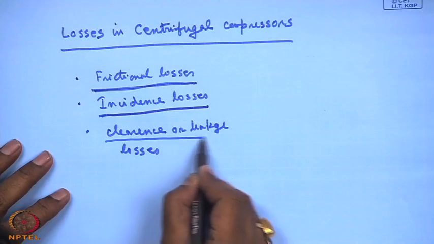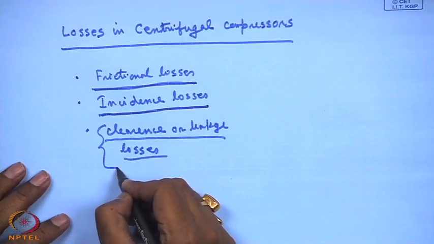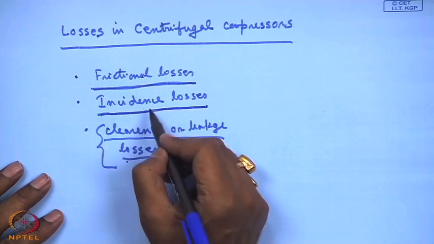Another is the clearance or leakage loss, which takes place because of the clearance between the impeller eye tip and the casing of the compressor. These are typical mechanical things. We can reduce that by proper sealing. But when the impeller eye tip diameter is very large to accommodate more mass flow rate, sealing becomes a problem. So, we can reduce the leakage by providing glands between the shaft and the casing. This clearance and leakage loss is comparatively very small compared to frictional loss and incidence loss.